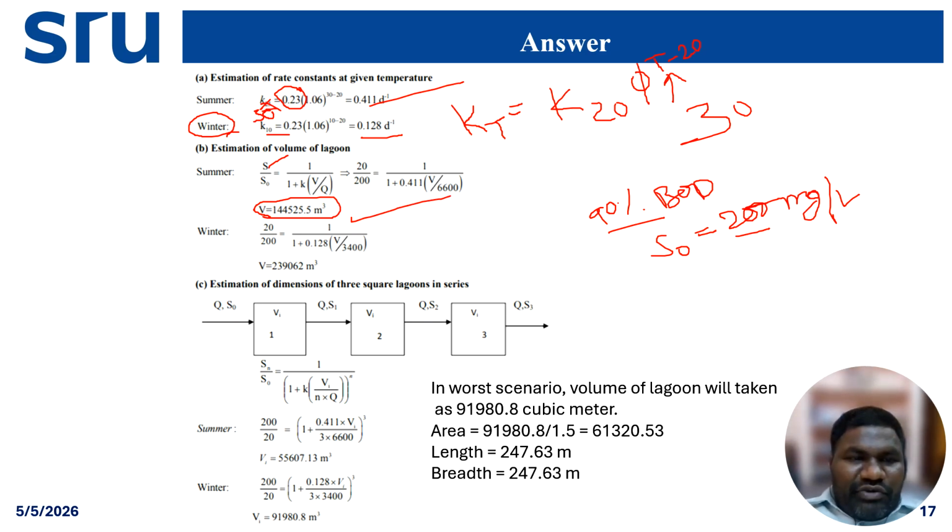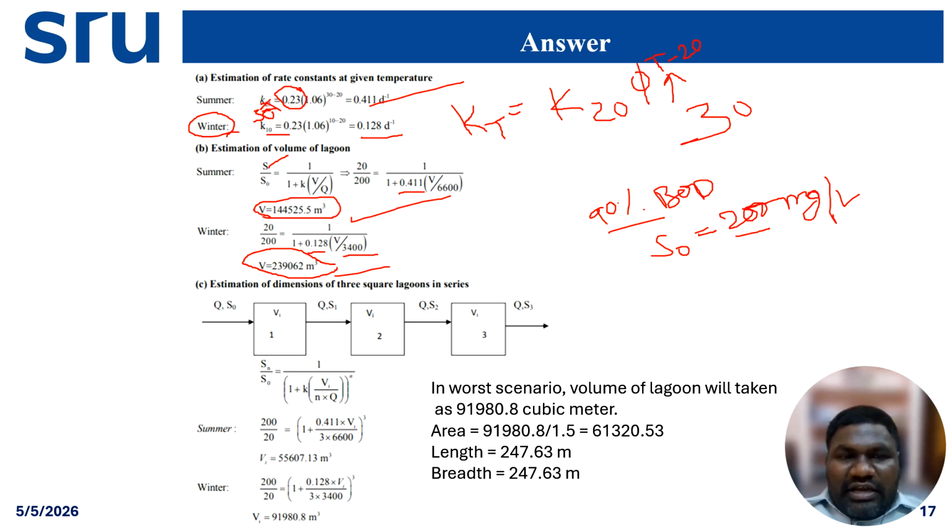We need to calculate for winter also. So the same equation, only two things are changing. That is the K value: here the K value is 0.411, and here the K value will be 0.128, and the flow rate also will change. Here 6,600, here 3,400. The volume here we are getting is around 2,39,062 meter cube. So when you design a reactor, it should be useful for any season.